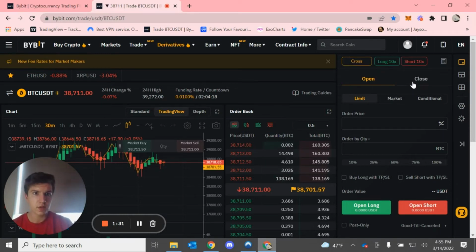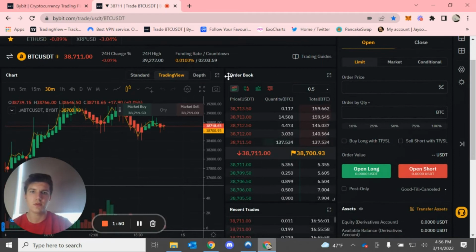And so here you can go to the open price, which is basically what Bitcoin is trading at the time. And here you can select a limit order. Limit orders are adding liquidity into the order book as shown right here.